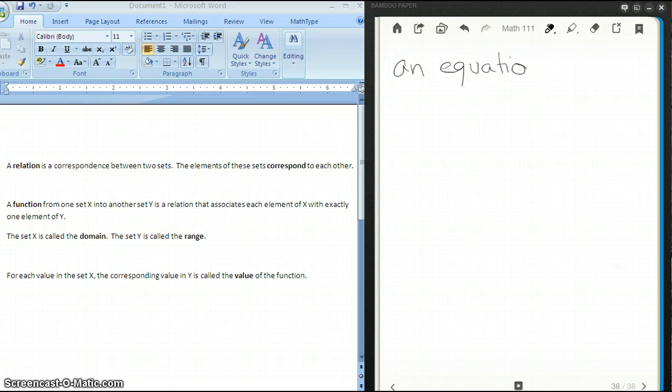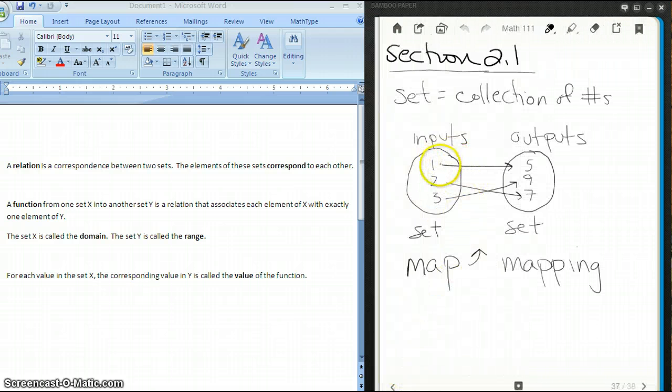Okay. An equation is useful to show a relation because we can use an equation to show how two numbers are related to each other. For example, if we go back to our picture for a second, what if I call this first set, the set of inputs, values for x? Then maybe I could call these outputs, this set, values for y. If I have this kind of a relation, then these values of x are related to these values of y.